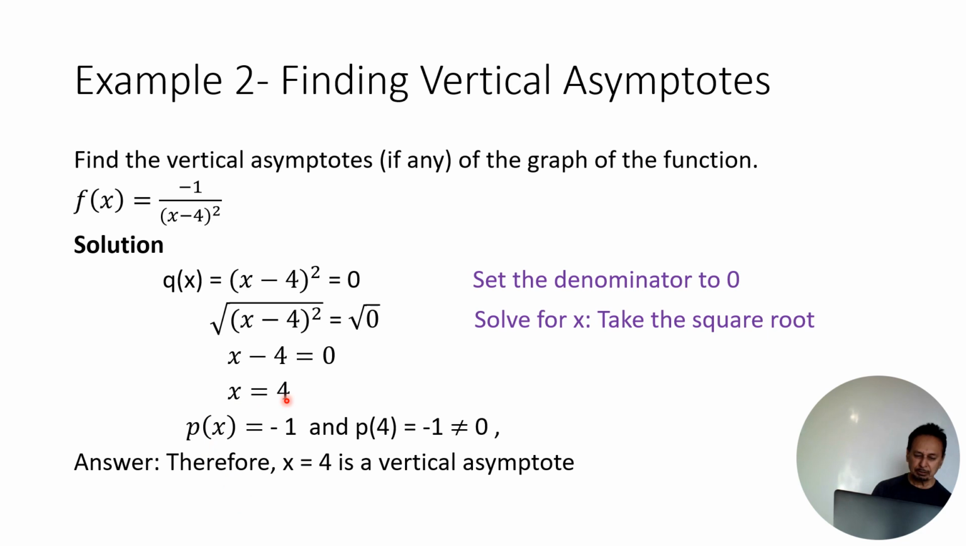Now we substitute x equals 4 in the numerator p of x, which is minus 1. Since this is a constant, p of 4 stays minus 1. And this is not equal to 0, so therefore x equals 4 is a vertical asymptote.